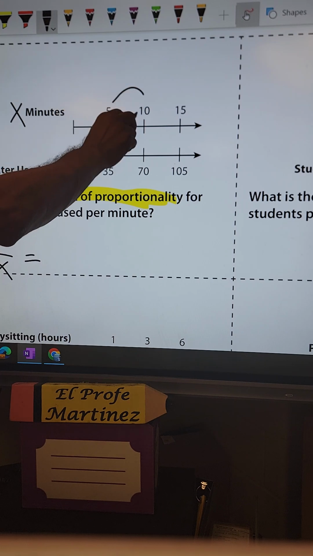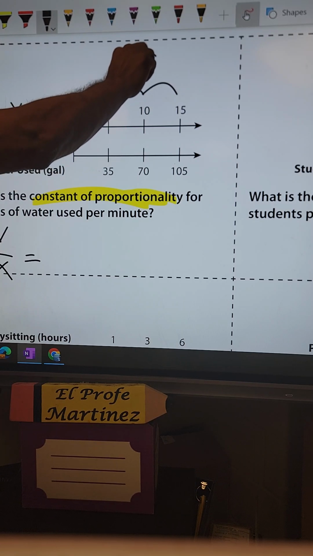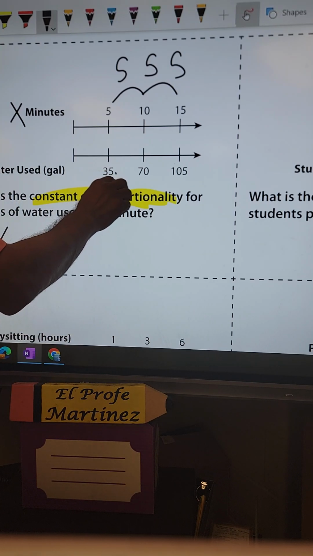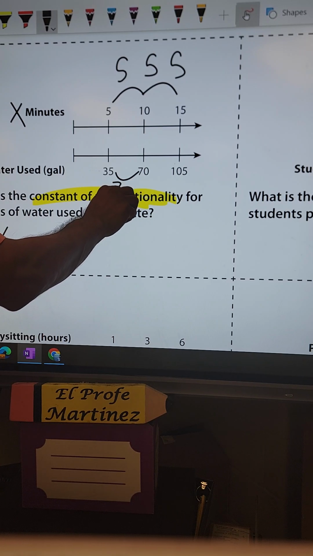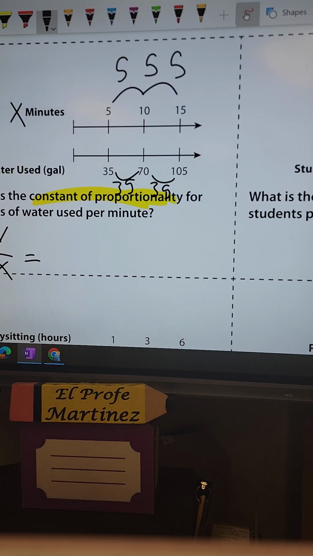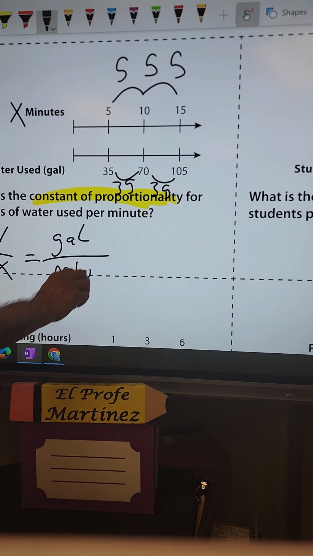So from here, 5 to 10 to 15, the minutes are going up by 5. And then at the same time, the water used in gallons is going up by 35, because 35 plus 35 is 70. And then here, again, we're going up by 35. So what I'm comparing is minutes and water used. So my gallons here would be my Y. So I'm gonna put here the gallons, and then the minutes go on the bottom.